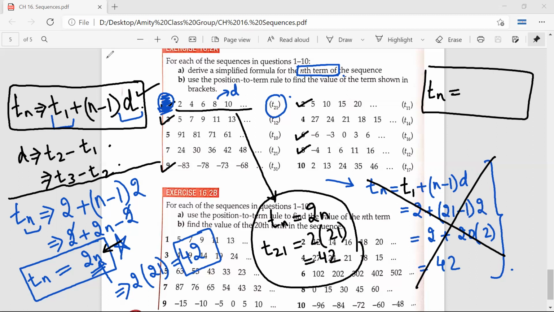Sanvi ji? Yes, sir, I got it. Aishwarya ji? I got it. Soumya ji, is there any doubt still? No, sir.